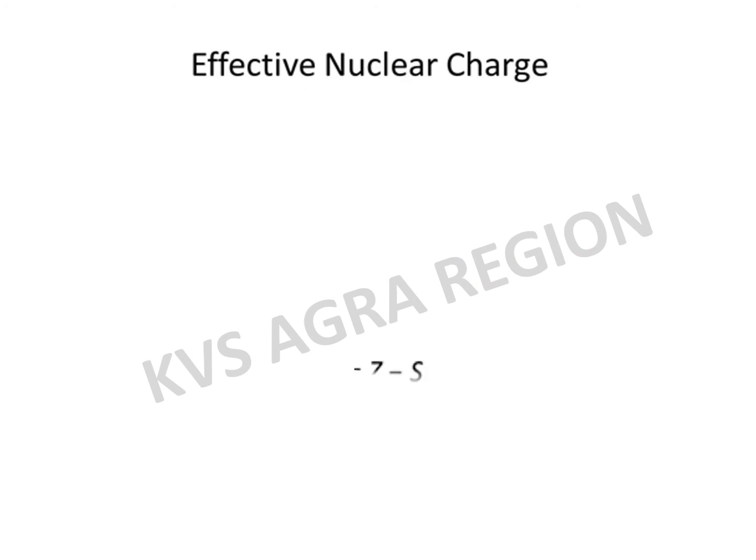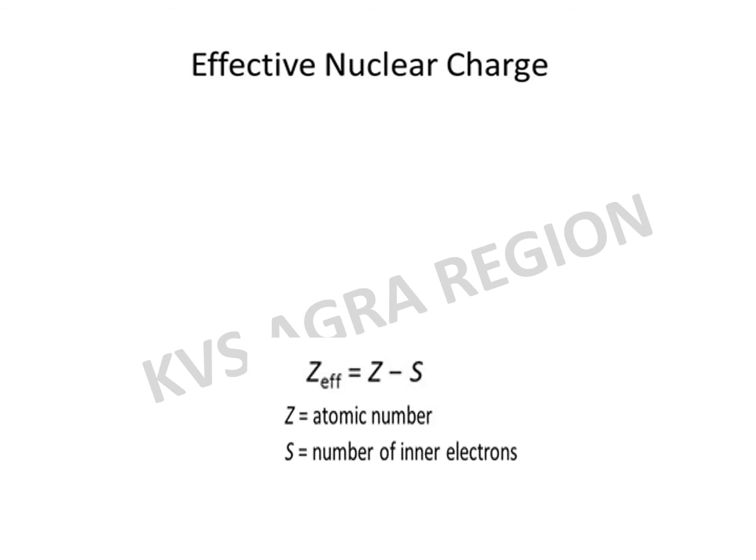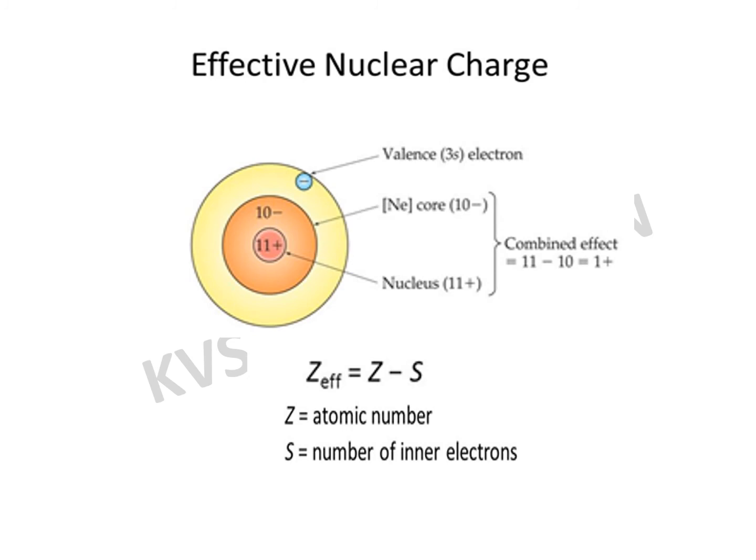Effective nuclear charge is given by the equation Z effective is equal to Z minus S, where Z is the atomic number and S is the number of inner electrons. Here we can see that the nucleus has 11 protons and the valence electron is 1. In between the valence electron and the nucleus, the inner electrons are 10. Hence, the combined effect can be given as Z effective is equal to 11 minus 10 equals 1, which is the total effective nuclear charge.